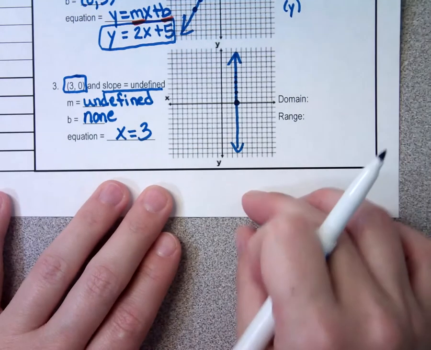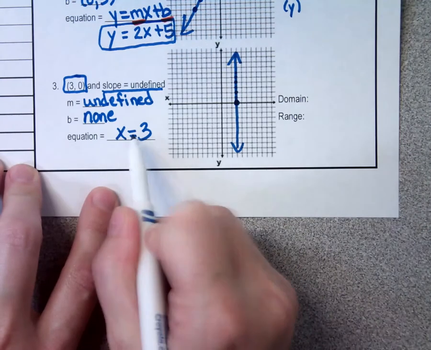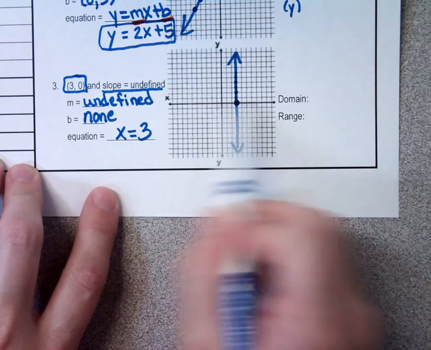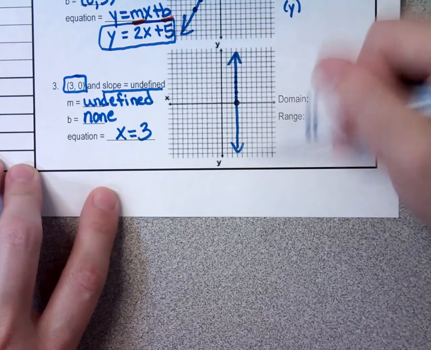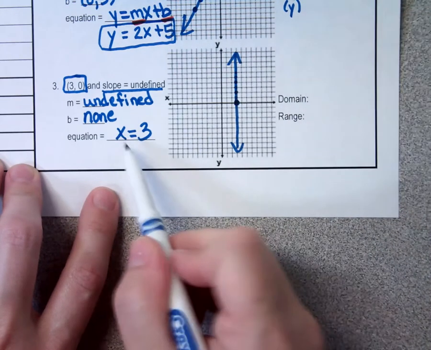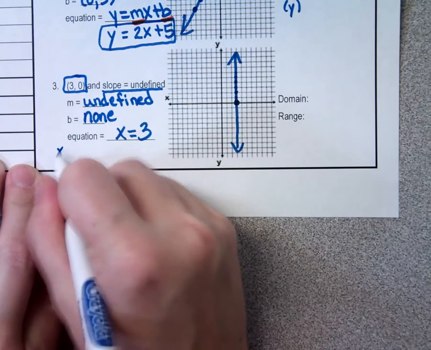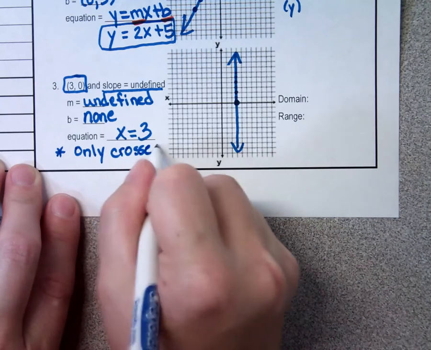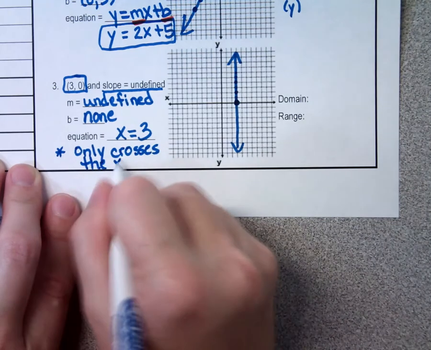And one way you can remember this is if you ever have an x equals line, it means the line only crosses the x-axis. So if you have a line that ever just crosses the x-axis, it's going to say x equals. So let's just make a note of that. It only crosses the x-axis.